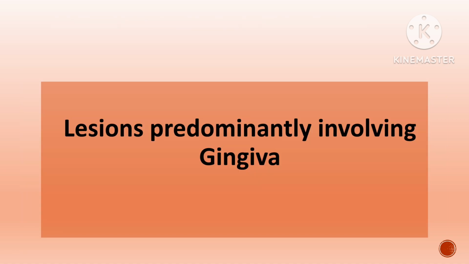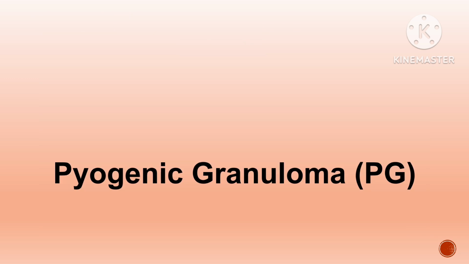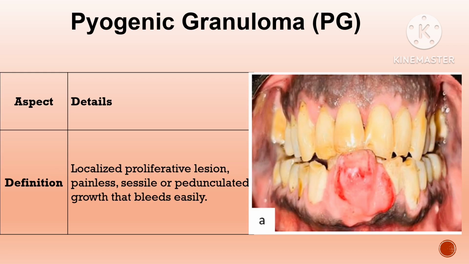So let's talk about the lesions reactive in nature and predominantly involving the gingiva. First of all, the pyogenic granuloma is the most common. Second are the peripheral giant cell granuloma and peripheral ossifying fibroma. In pyogenic granuloma, the patient presents with a growth on the gum that has increased in size recently and tends to bleed easily, especially when brushing or eating.